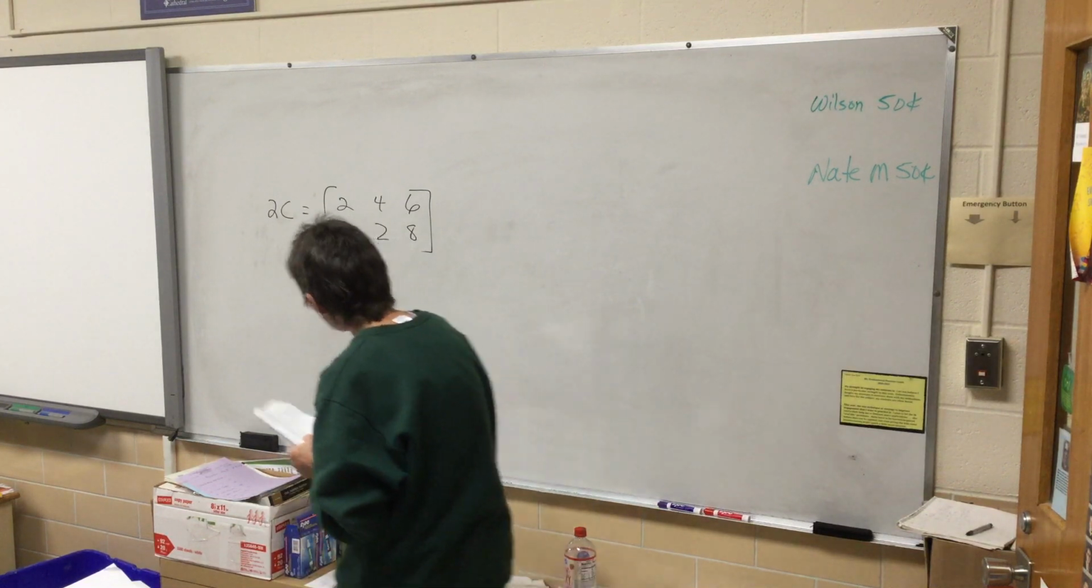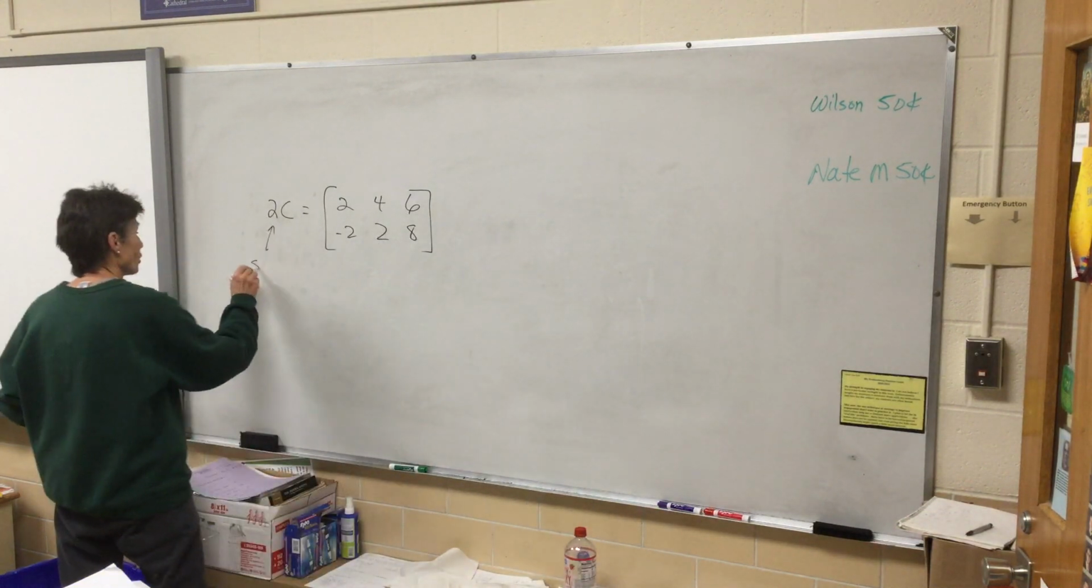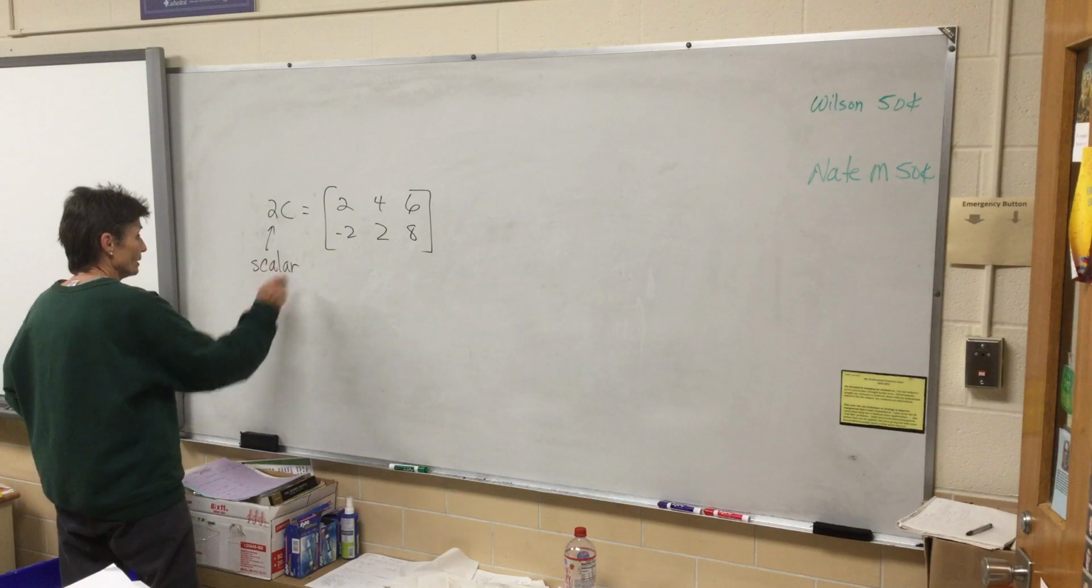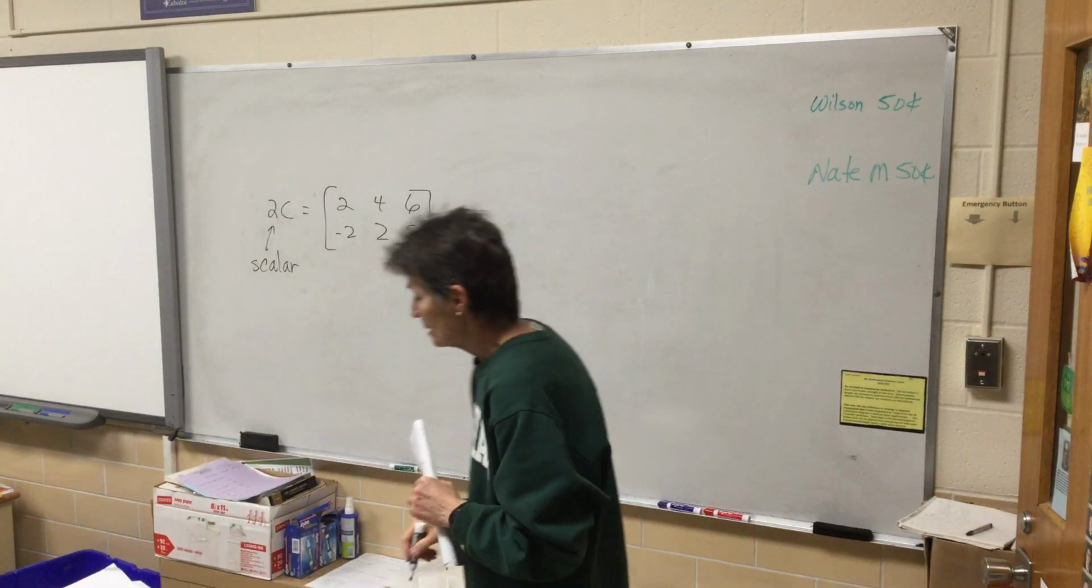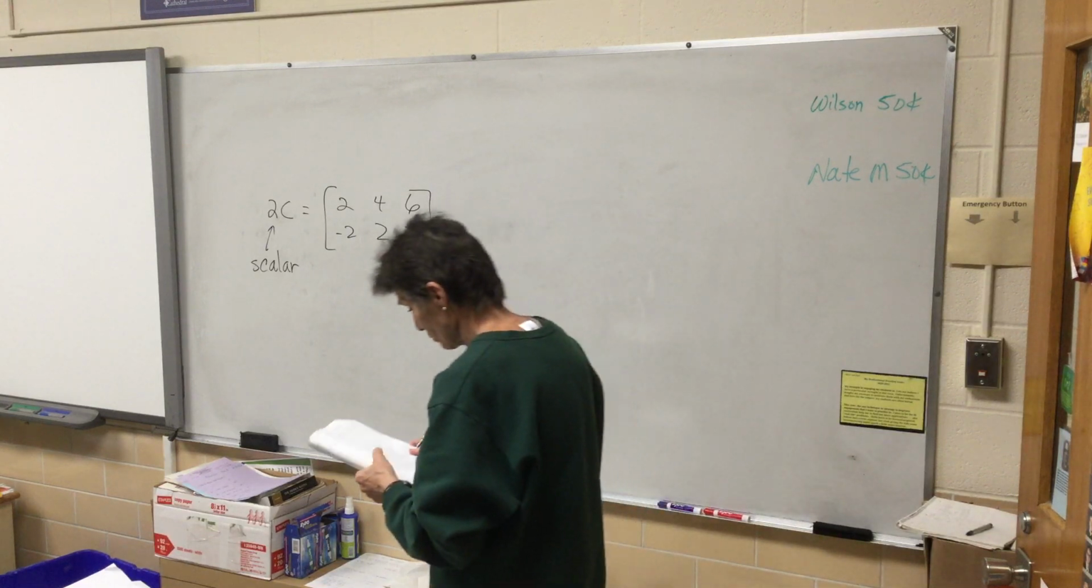When we put a number out in front, which by the way is called a scalar, when we put a coefficient on that matrix, we just take it times each of those items.